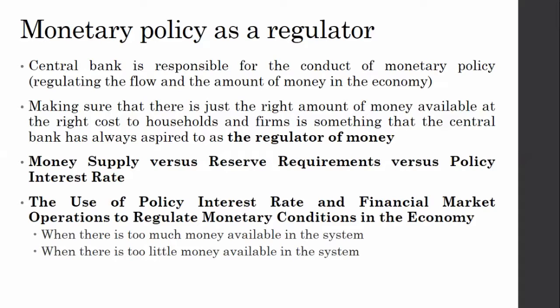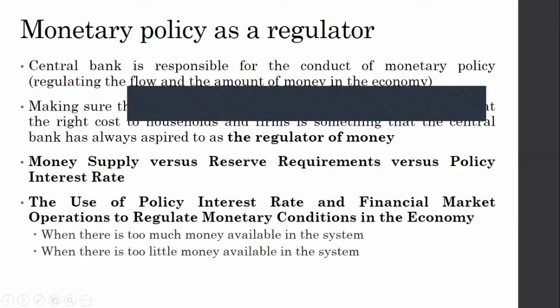Right. So let's discuss how the policy interest rate or the open market operations are used by the central bank depending on the situation. The first situation is when there is too much money available in the system. That means too much money at a lower cost. If there is too much money in the economy, there is a potential threat, right? A potential threat of inflation.